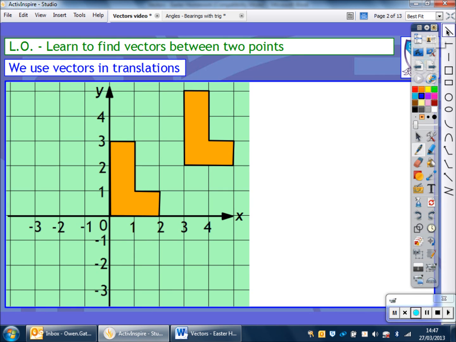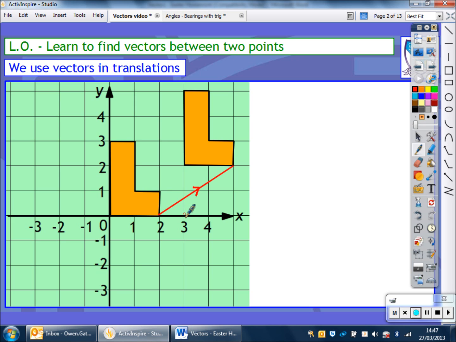We can draw a little line on our grid which shows us the direction it's moved in and how far it has gone, and we can show that with a little arrow. Now that is how we would draw a vector on a grid. And how would we write down the vector? This is something you will have done before.